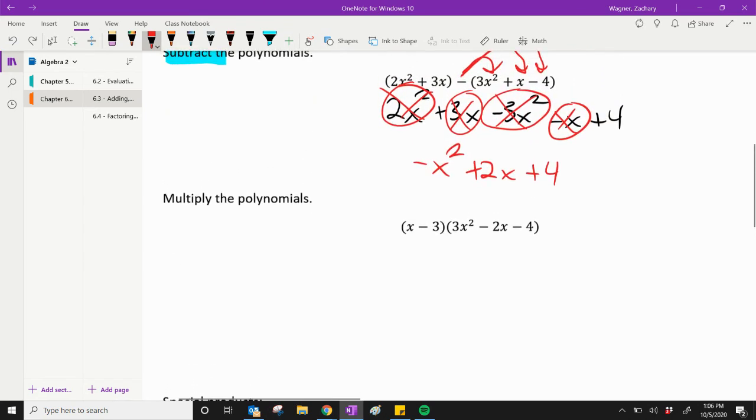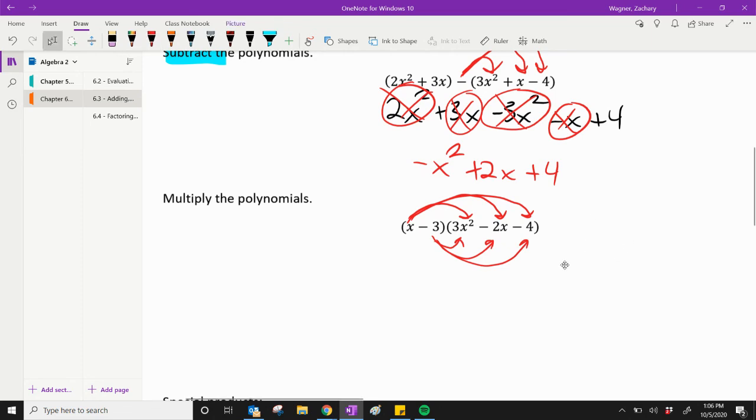Lastly, we're going to multiply. When you're multiplying polynomials, this is kind of like a bigger version of FOIL. Instead of having 4 products, we're going to have 6 products. So I'm going to multiply the x into 3 terms. And then I'm going to multiply the negative 3 into these 3 terms. And then I add them all up.